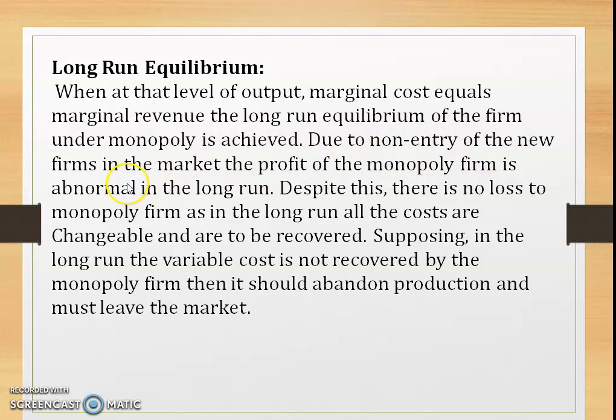Due to non-entry of new firms in the market, the profit of the monopoly firm is abnormal in the long run. In perfect competition, the profit in the long run equilibrium was the normal profit. As a monopoly firm, the profit is abnormal in the long run. Despite this, there is no loss to the monopoly firm, as in the long run all the costs are changeable and are to be recovered. Supposing in the long run the variable cost is not recovered by the monopoly firm, then it should abandon production and must leave the market.